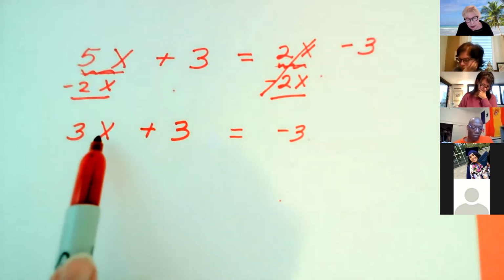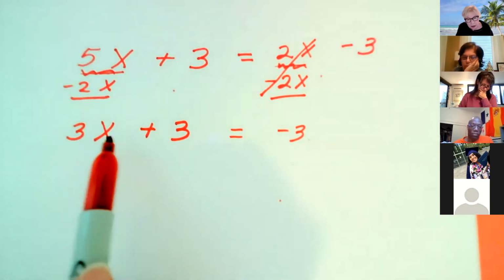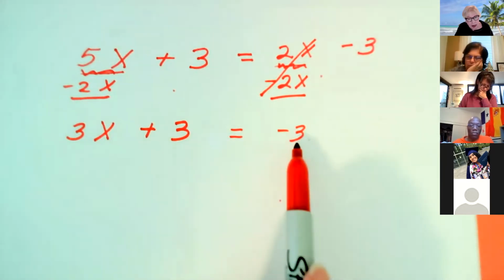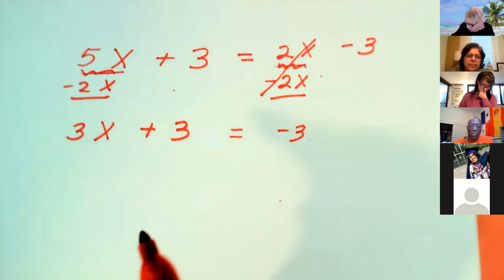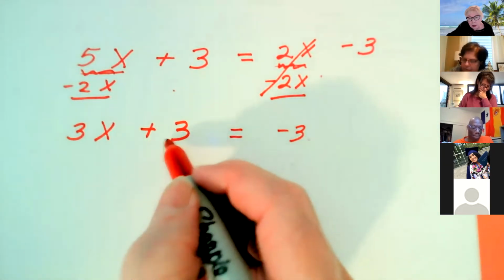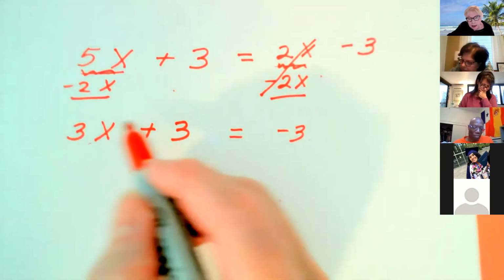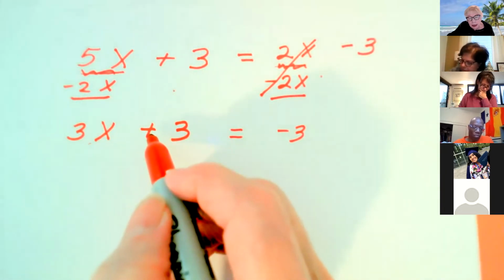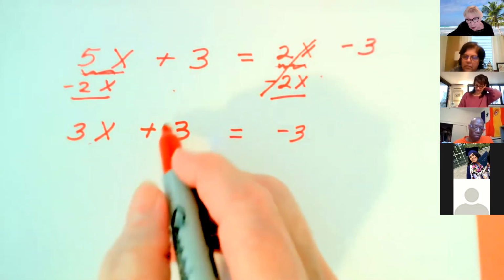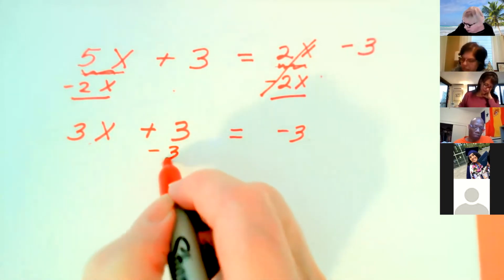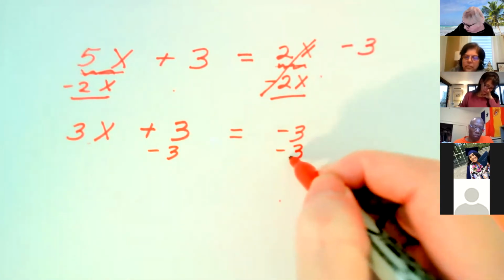I've got the 3 next to the X, which is together, and I've got the +3. What 3 do I deal with next? +3. Yes, indeed. This is the single number. This is a 2-step problem that needs this number and this number. I need to remove this one. And so because it says plus, I'm going to subtract, and I'm going to subtract.